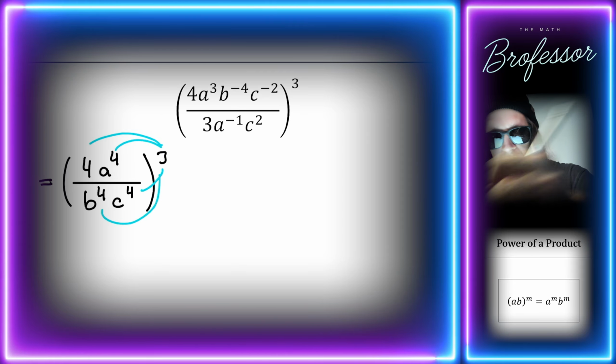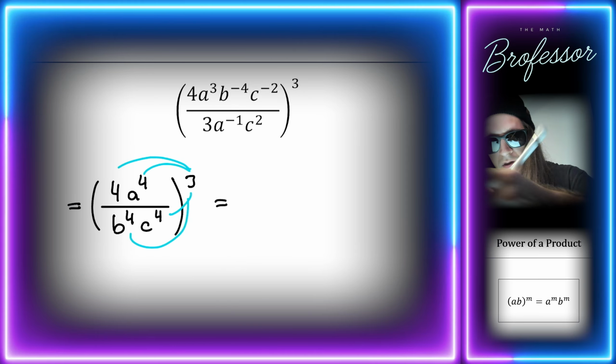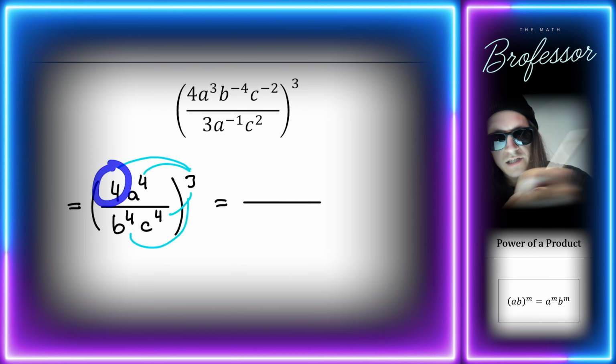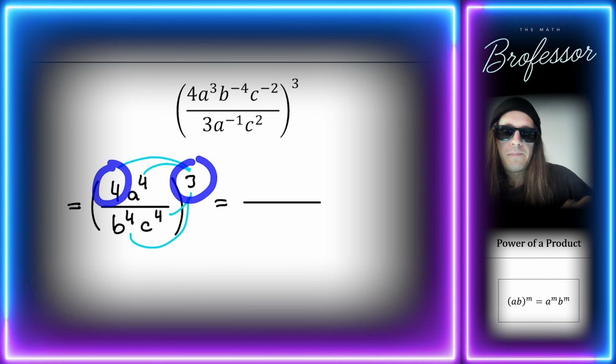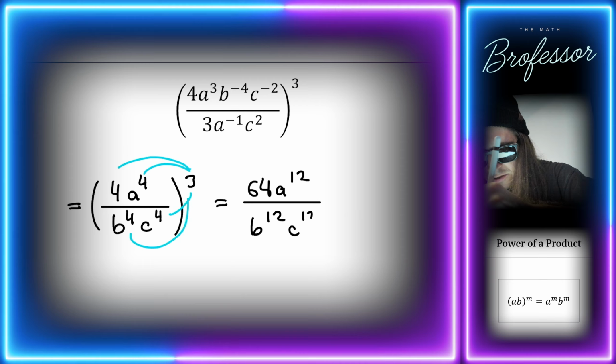Sorry, brain fart. I was looking for my black pen here. Here we go, equals. All right, 4 cubed. I'm going to finish this in one more step. This is not 4 times 3. This is 4 to the third power. 4 to the third power is 64. And then a to the 12th, b to the 12th, c to the 12th.